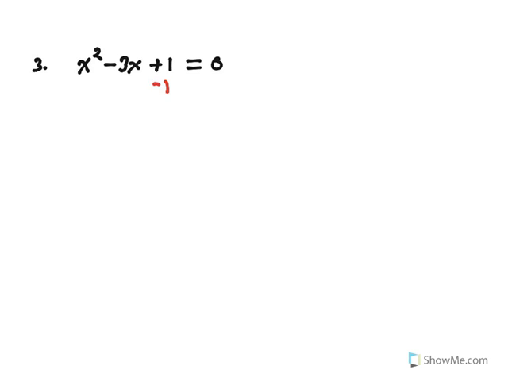Okay, first thing I'm going to do is move my c constant over. So then I have x squared minus 3x equals a minus 1. Okay? So what's going to be b in this case? It's going to be 3, right?